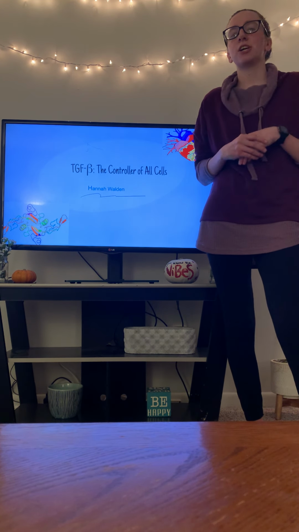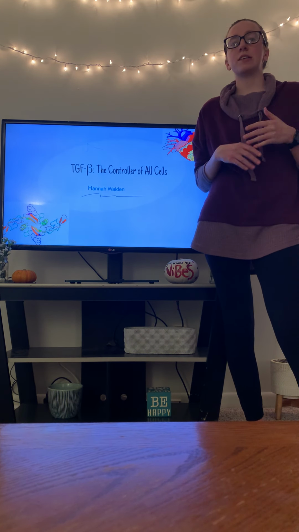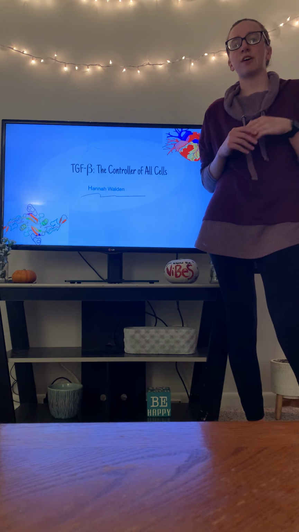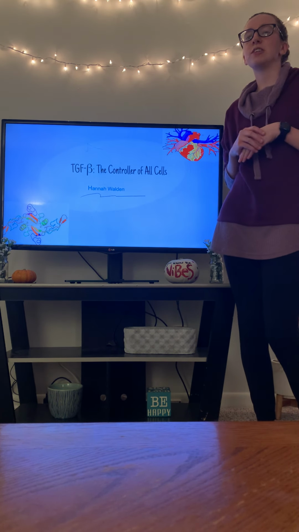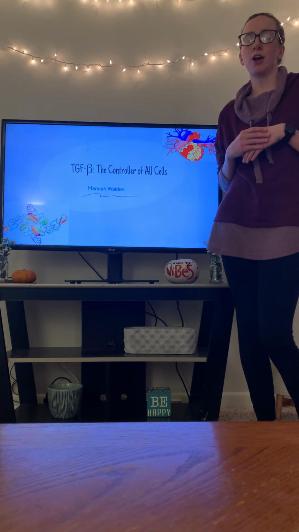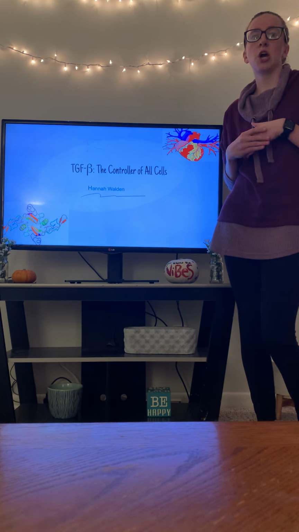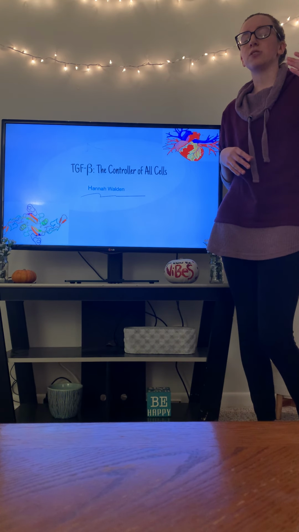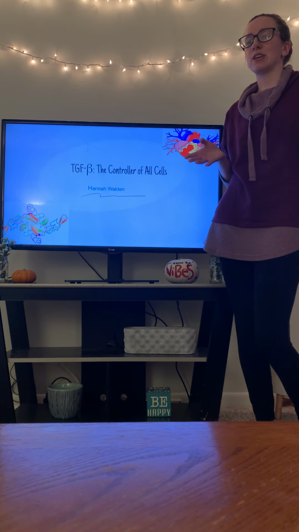For my presentation, I am looking at TGF-beta, which is just a protein that is found in your body. And the reason why I called it the controller of all cells is because it's responsible for a bunch of different actions that cells perform, such as whether a cell grows or whether it remains dormant or whether it undergoes apoptosis. Just your basic cell functions.